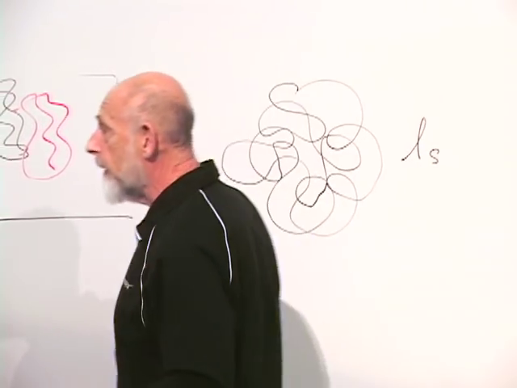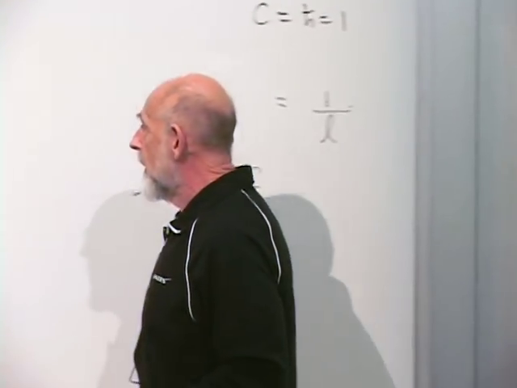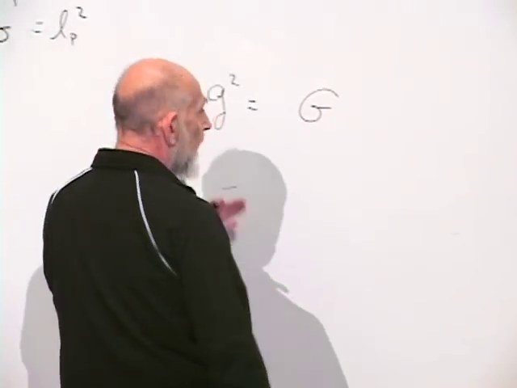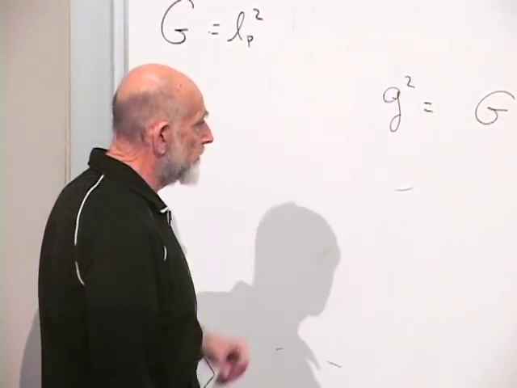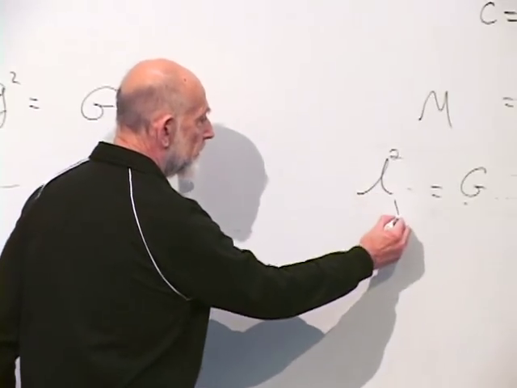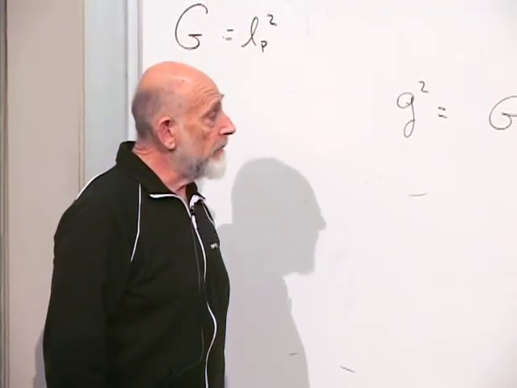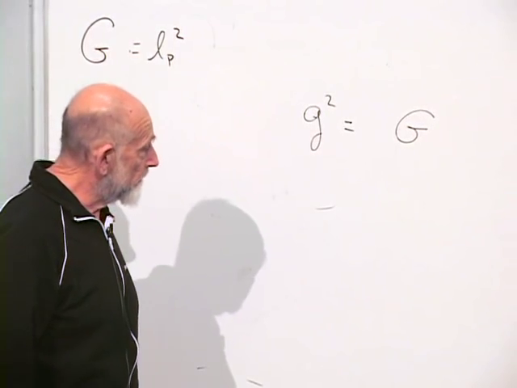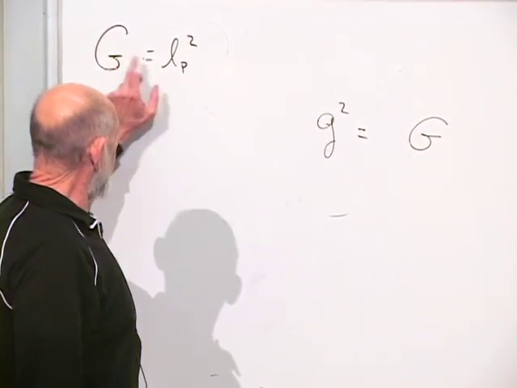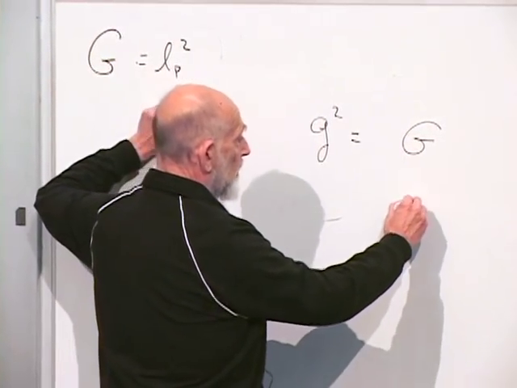We've talked about it before, but I'm just reminding you. It's the only other variable around in the problem. This is L Planck squared. This side is string theory. This side is gravity. Gravity tells us that this side is L Planck squared.